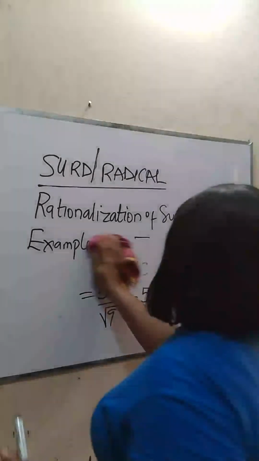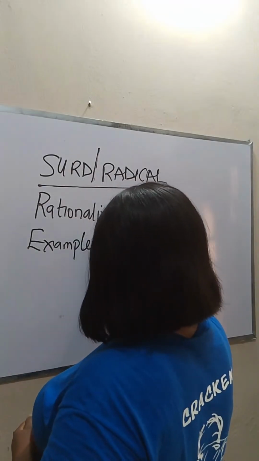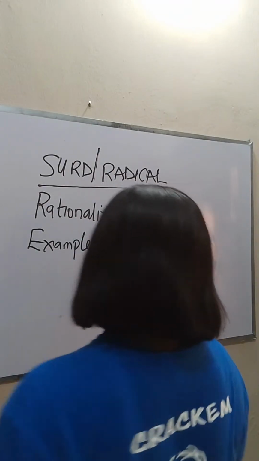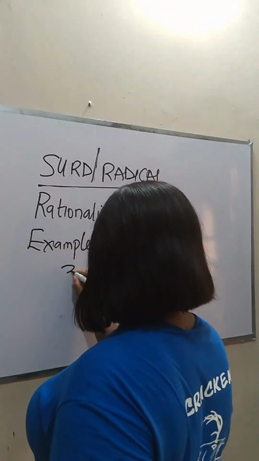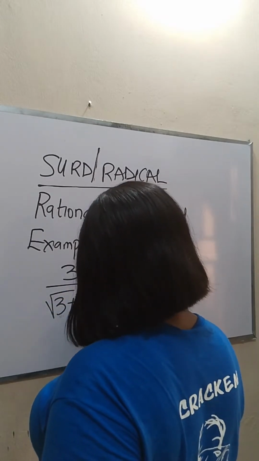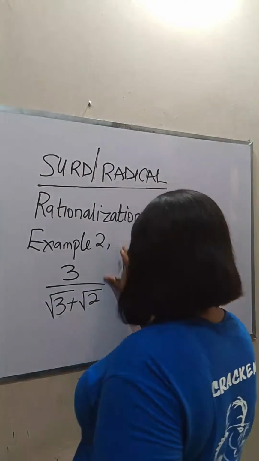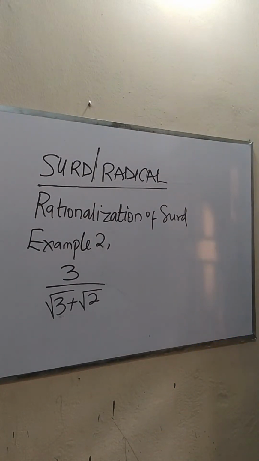We are asked to solve example 2. We are asked to solve 3 all over surd 3 plus surd 2. Now to solve this particular one, we are going to find the conjugate of root 3 plus root 2.